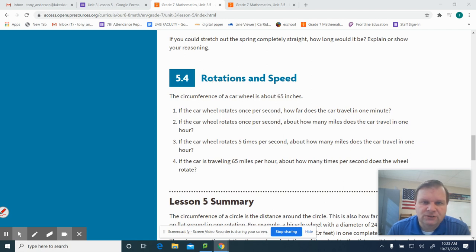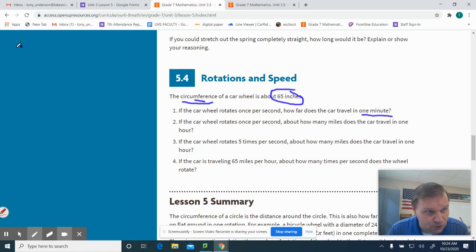In 5.4, rotations and speed, we want to look at the information that we're given. We are already given the circumference, which represents how far the wheel will travel in one rotation, and that is about 65 inches. So in number 1, where it says the car wheel rotates once per second, every second it's going 65 inches. It wants to know how far in 1 minute.